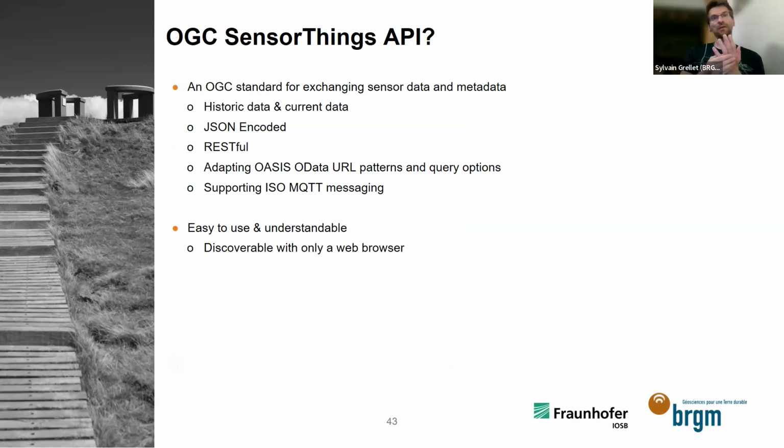A couple of slides to set the scene on OGC SensorThings API. It's an OGC standard for exchanging sensor data and metadata, both historic and current. It's truly RESTful. It can work in read, but also write mode. You have that on the slide afterwards. Building on OASIS OData, it supports MQTT, by the way. It provides a payload in JSON out of the box, but we have other serializations. And it's really discoverable via the web browser. I should have added on that slide that you can consider it as the natural successor of the old OGC Sensor Observation Service, but way more powerful.